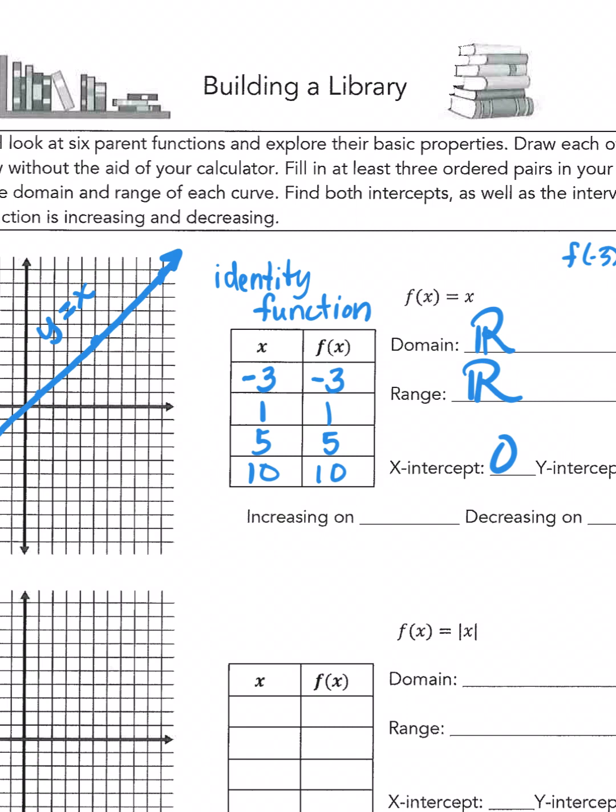Where is this thing increasing? Reading it from left to right, where is it increasing? Everywhere? From left to right, isn't this thing just going up everywhere? So how do we write that as a domain? From where to where? From negative infinity to positive infinity. So it increases on the interval from negative infinity to infinity. So if it's always increasing, where is it decreasing? Nowhere. It doesn't. All right.